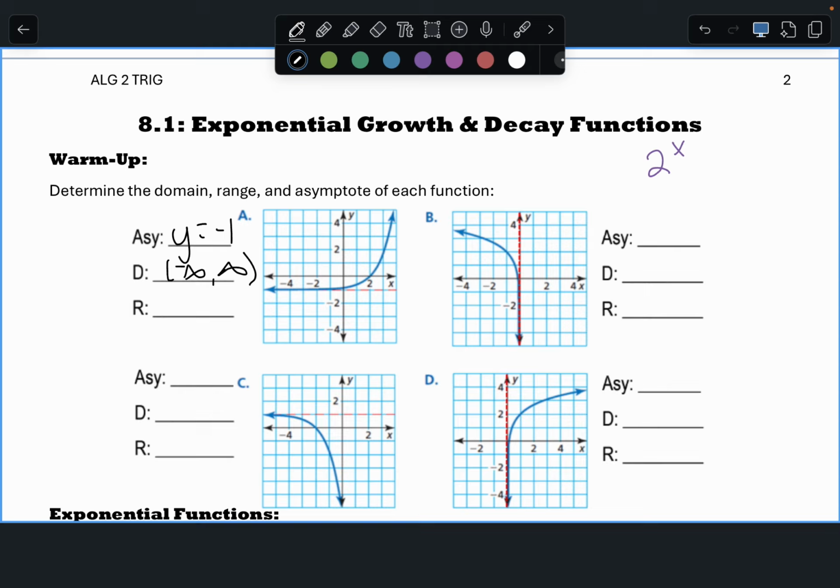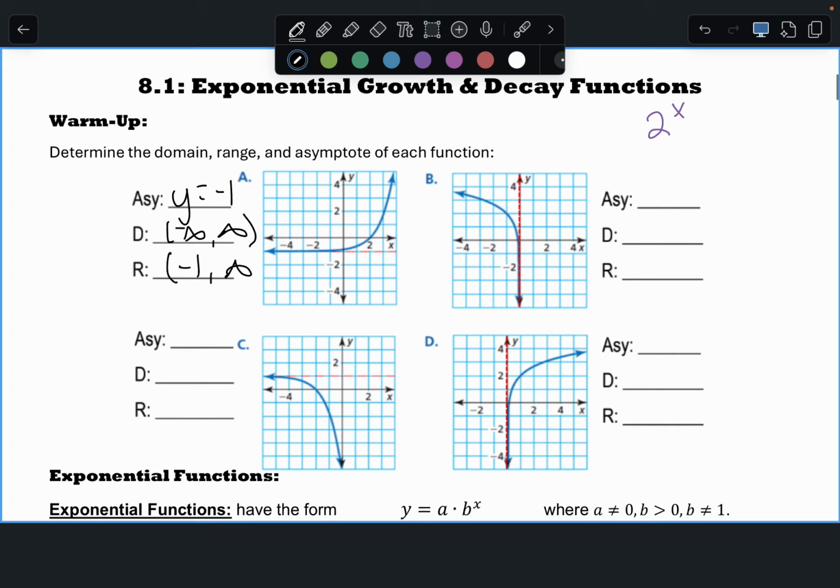My range is a little tricky. Where do my points start? -1. I don't have anything beneath that. Is -1 included? Do I have points on this red dashed line? No. That was my asymptote, and it can never hit that line. So -1 is not included, and we use parentheses. And then do I have points all the way through to infinity? Yes, to infinity.